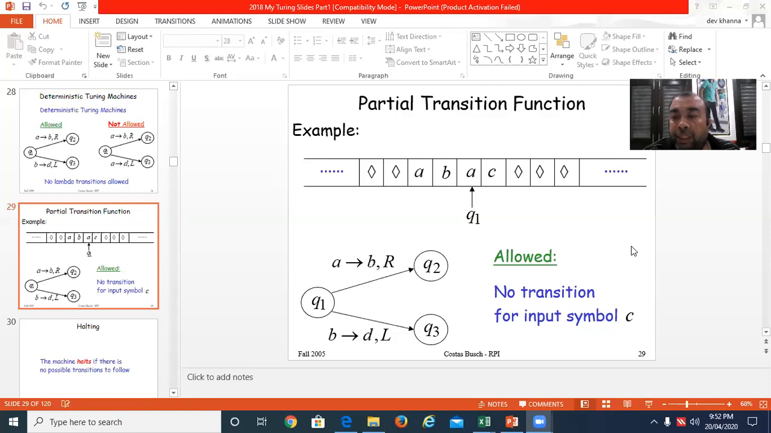So again, internet issues, some disturbances. There is nothing in my hand.